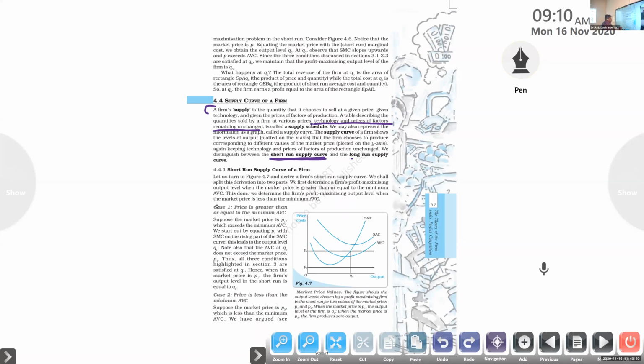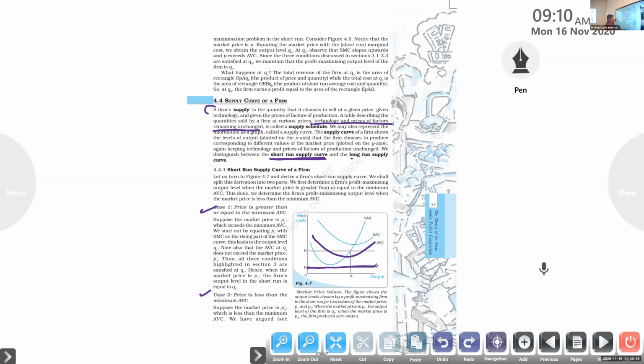Case 2. Case 1 completed. Case 2: price is less than the minimum AVC. So you can see here, price is less than the minimum AVC. This is the AVC curve. Here the price P2 line is here. So price is less than the AVC.